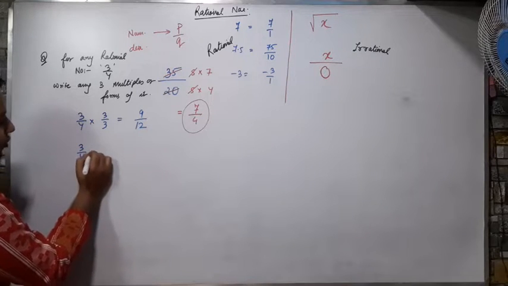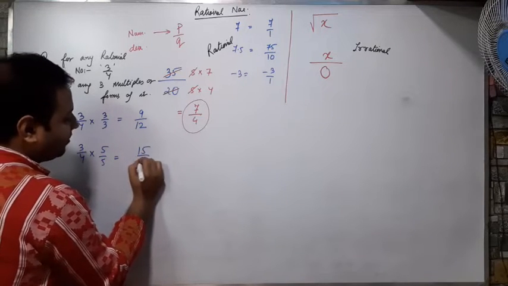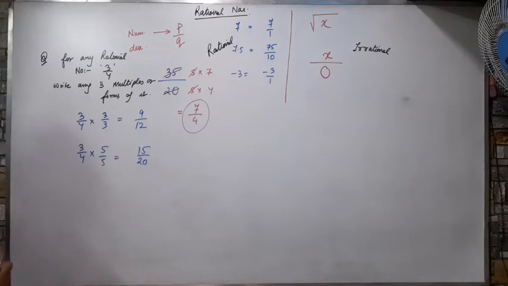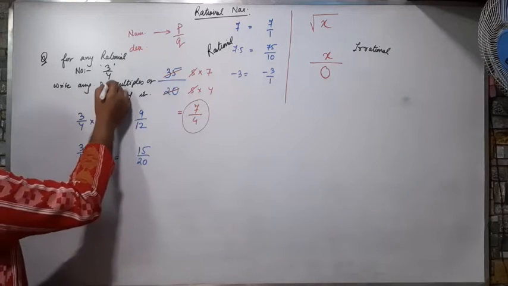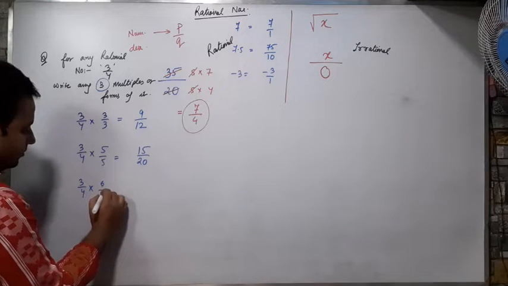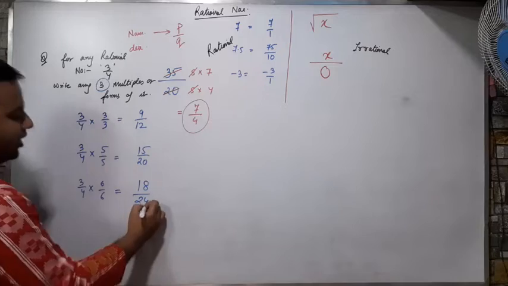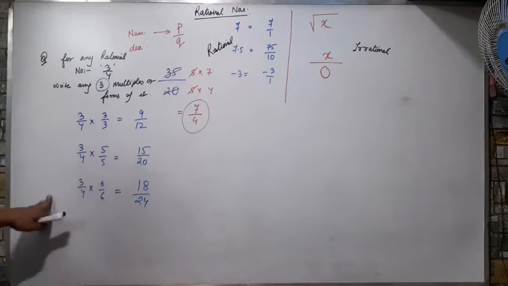Suppose again 3 by 4, I am multiplying by 5. I will be getting 15 by 20. This 15 by 20 is also a form of 3 by 4. One more, because I have to find 3 multiples. Multiplying by 6, I will be getting 18 by 24. This is again a form of 3 by 4.